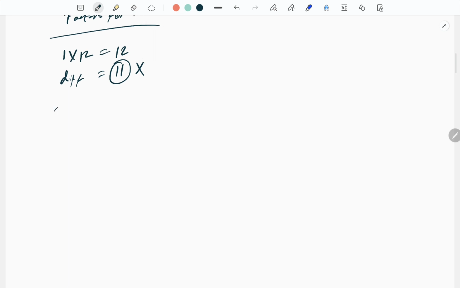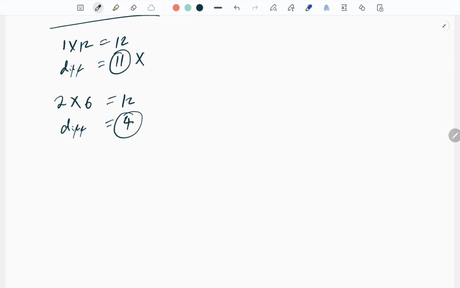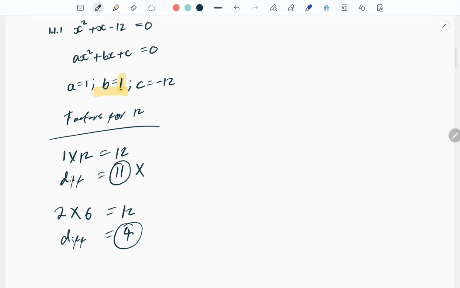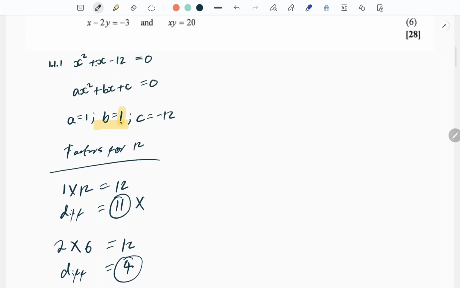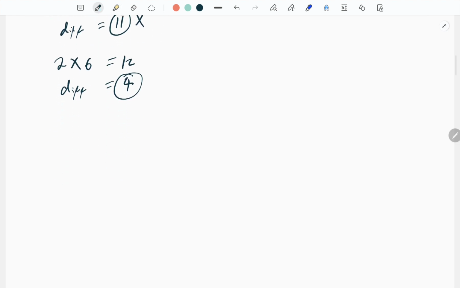Then over 2. What can you multiply the 2 by to get 12? 6. This gives us 12. And then what is the difference between the two? 6 minus 2, or 2 minus 6, the constant here is 4. It could be -4 or +4. Now is this the constant there which is 1? No, so this is not the difference. Remember, we want the middle constant, which is 1. So we know this is also not correct, so you can move on to the next one.